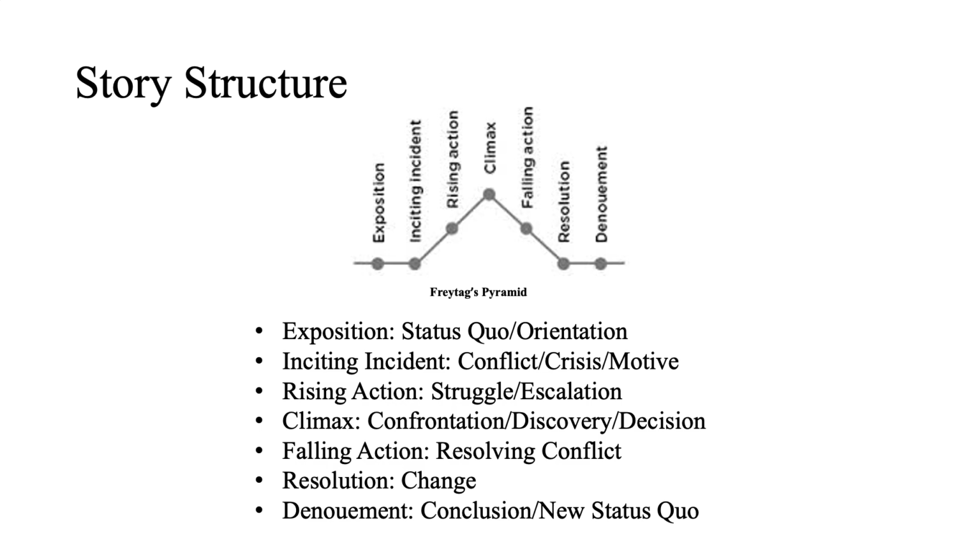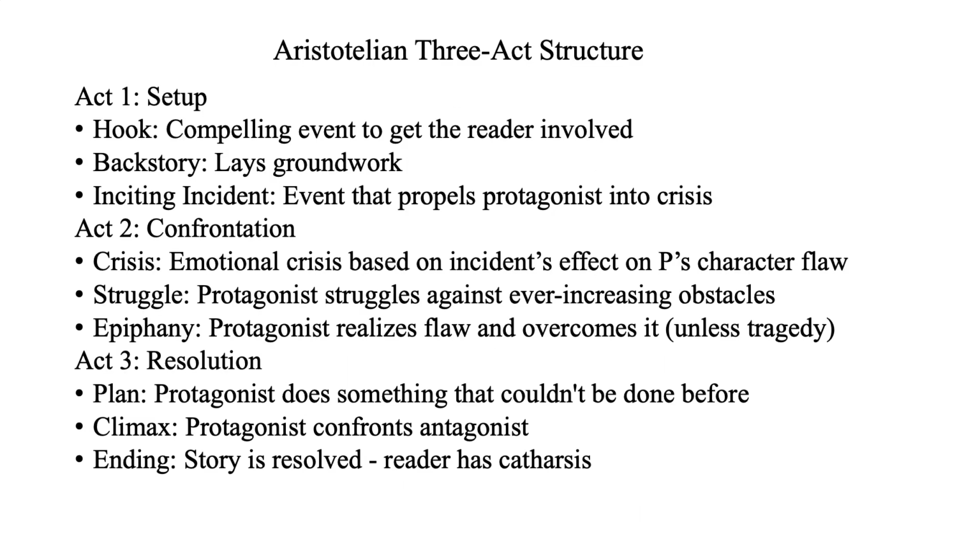The Aristotelian three-act structure. Act 1 is the setup, the hook, the compelling event that gets the reader involved. The backstory is our exposition, our status quo, which lays the groundwork. Inciting incident, again, the event that propels the protagonist into the crisis. Act 2, confrontation: the crisis itself, the emotional crisis that's based on the incident's effect on the protagonist's character flaw. And this is important, this is the story part of it, the emotional crisis that happens here.